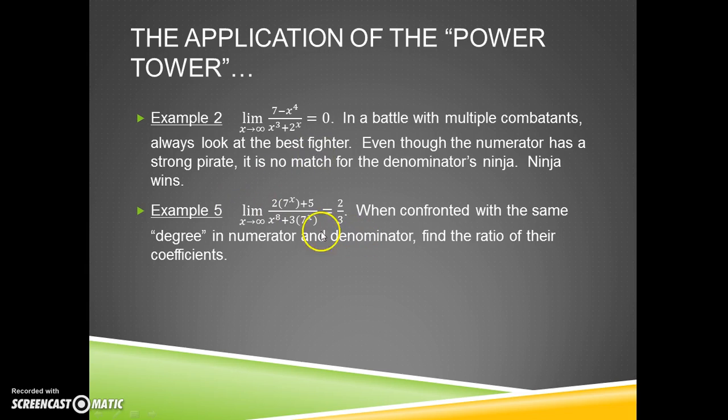In this example, we have 2 7th degree ninjas on the top fighting 3 7th degree ninjas on the bottom, with a couple of constants and an 8th degree polynomial thrown in, a pirate. Since the ninjas overtake any pirates or constants, the limit as x goes to infinity of this function will be just the ratio of the ninjas that we have fighting, the 7th degree ninjas, which will be 2/3.